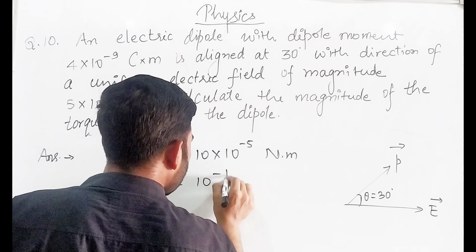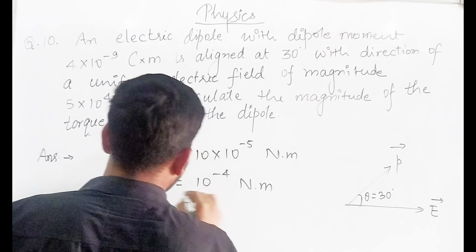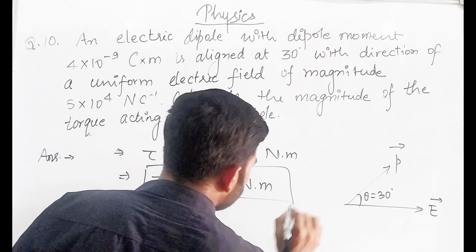Tau equals to 10 to the power minus 4 Newton into meters. So this is the torque acting on that dipole.